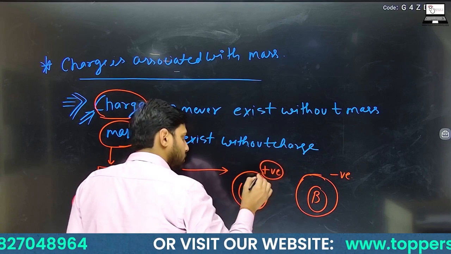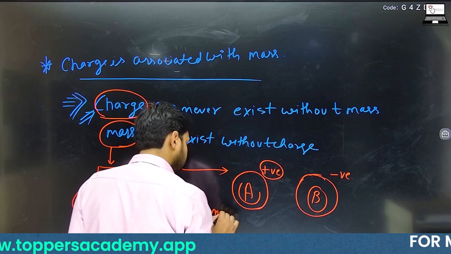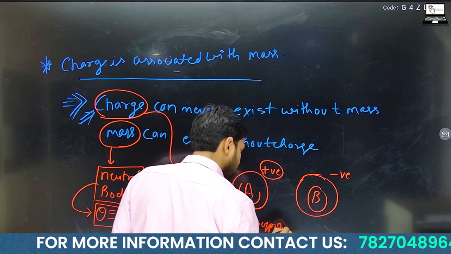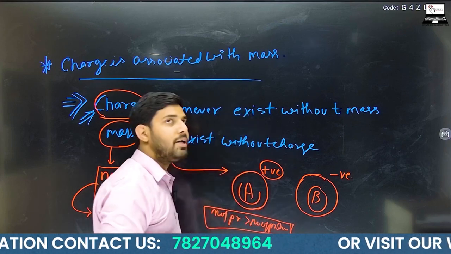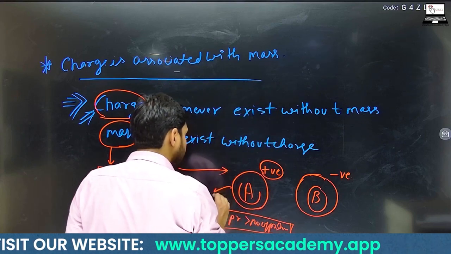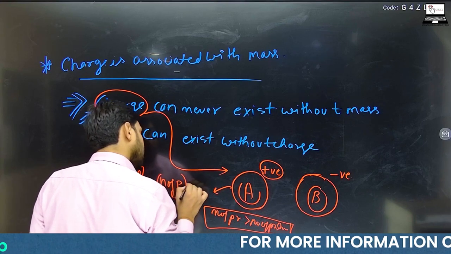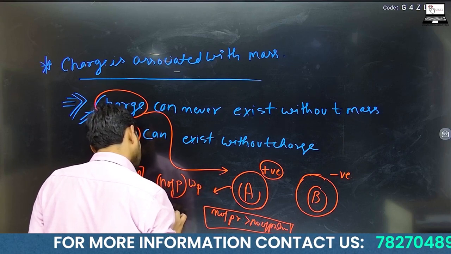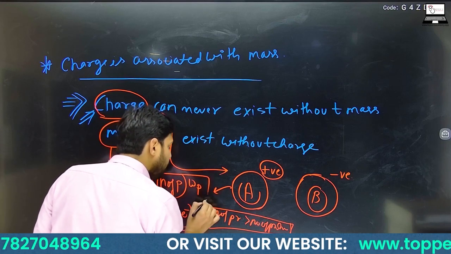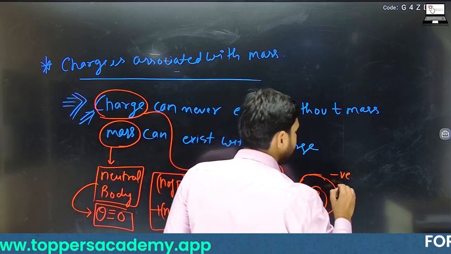But if it is a positive charge, it must have an excess number of protons, but mass can never be negative in this case. Which means the total mass of this body will be number of protons into weight of proton plus number of electrons into weight of electron. It must be positive. We are adding the mass of electrons and protons in a similar way here also.